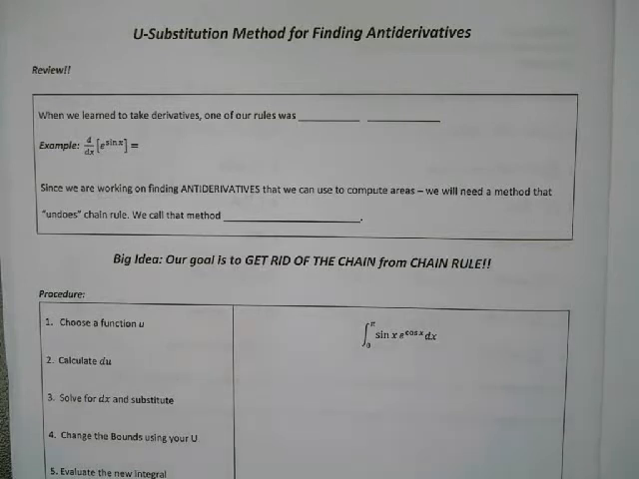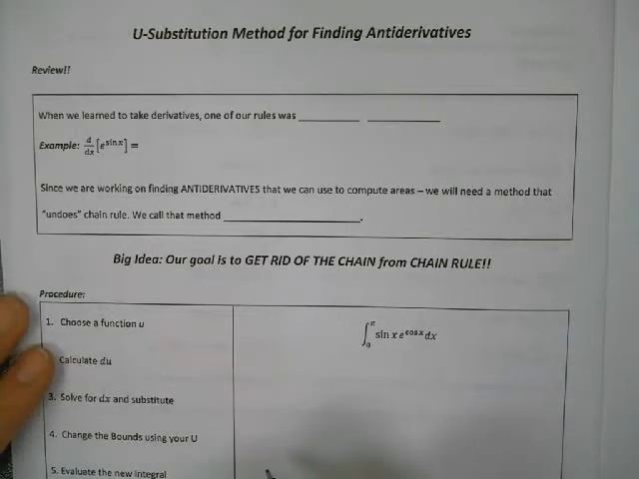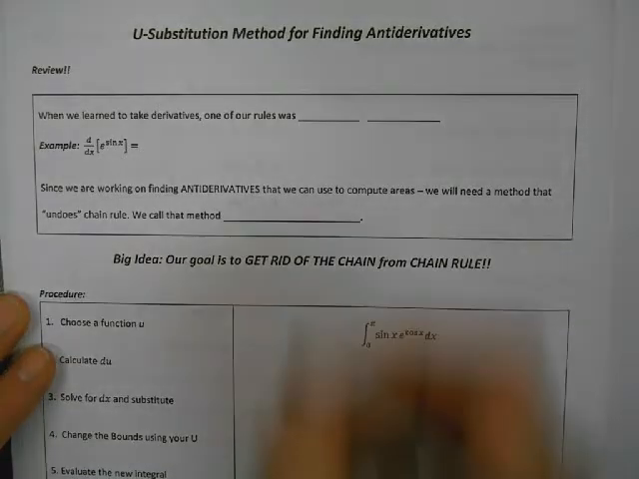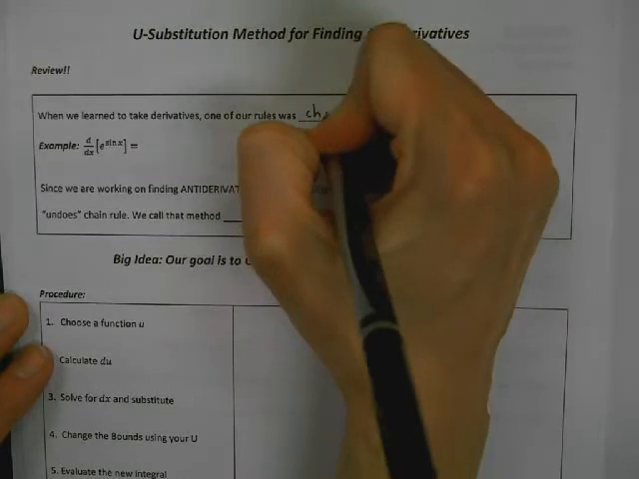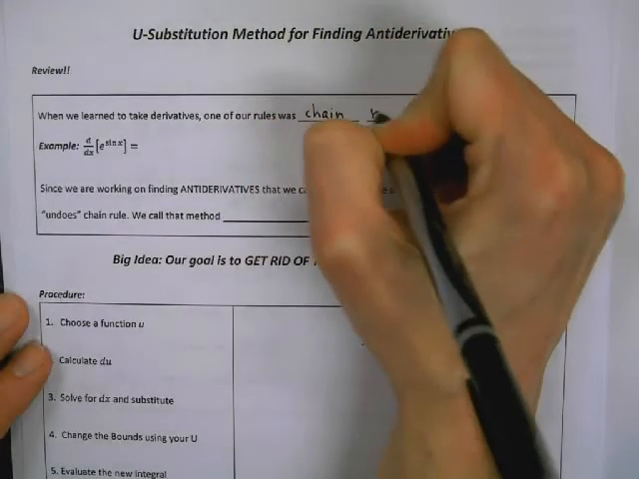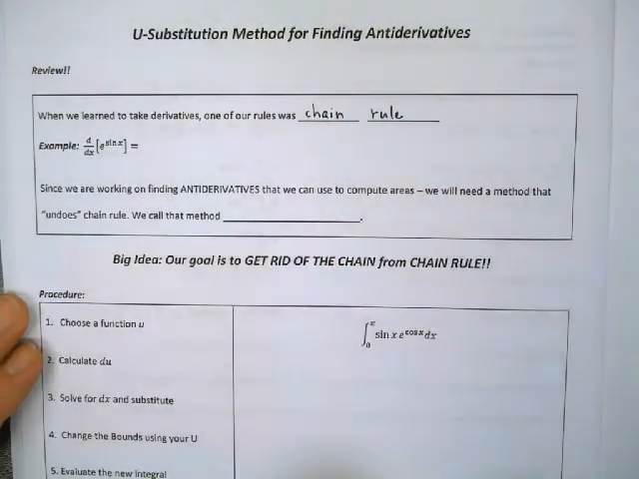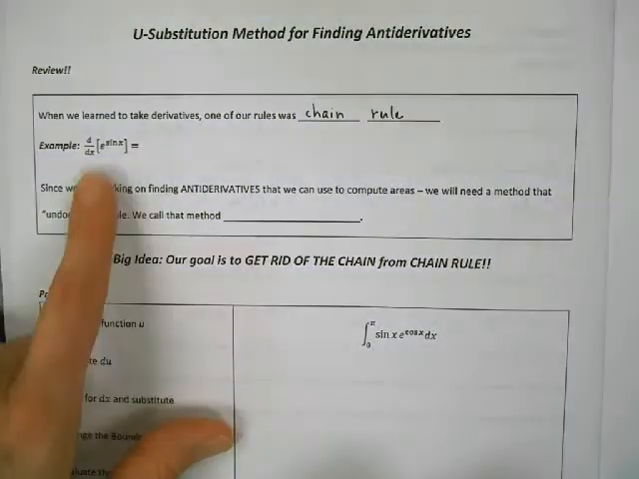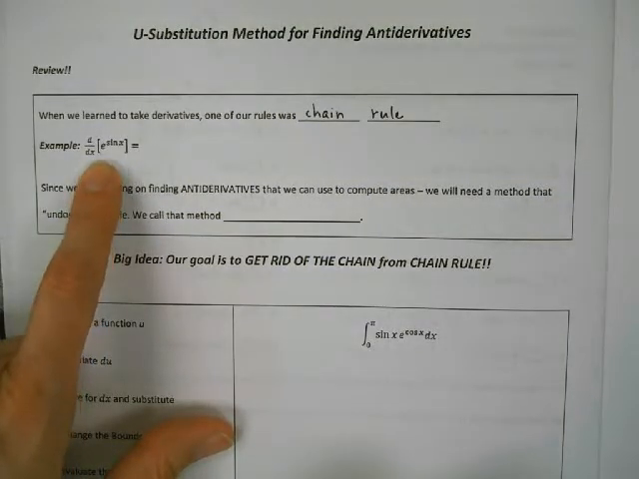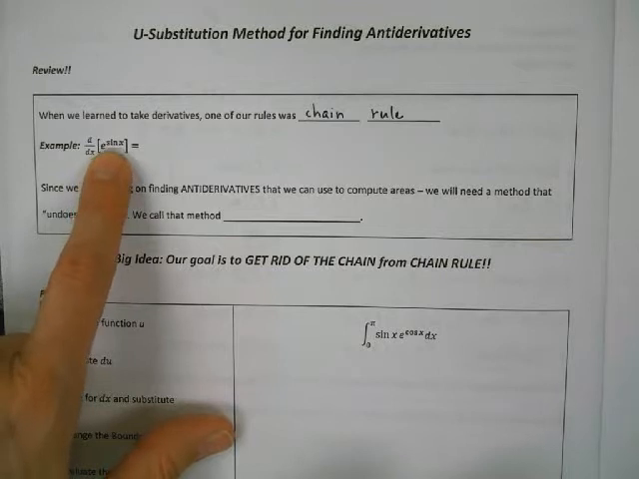So just to back up and review why we need this method, when we learned to take derivatives, one of our rules was the chain rule. So for example, a problem like this would require the chain rule. Since it's not just e to the x, we actually have a function in that exponent, we know we need the chain rule. And so what the chain rule said is start with the very outside function.